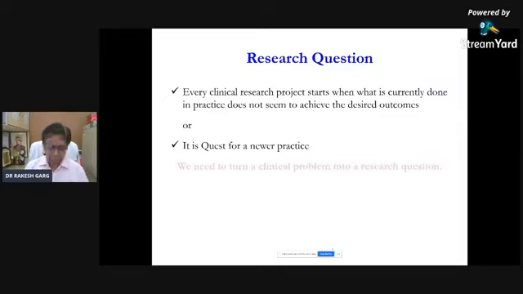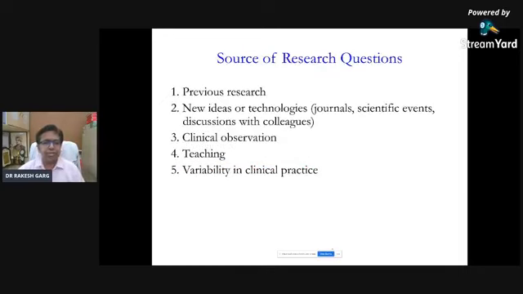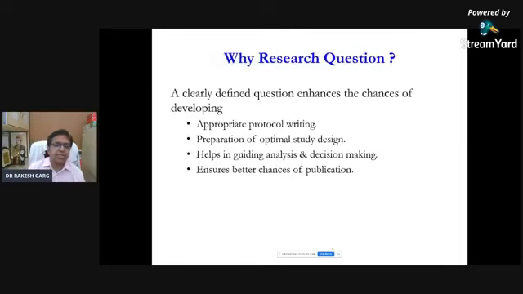And that's why a research question needs to have very clear components and a clinical relevance that would be helpful for your clinical improvement. So we have to turn the clinical problem into a research question. As I mentioned for the clinical problem, the research question also needs some refinement, and that is based on previous research, new ideas, your clinical observation, your clinical discussion with your peer groups like grand rounds, case rounds, teaching, or variability in clinical practice.